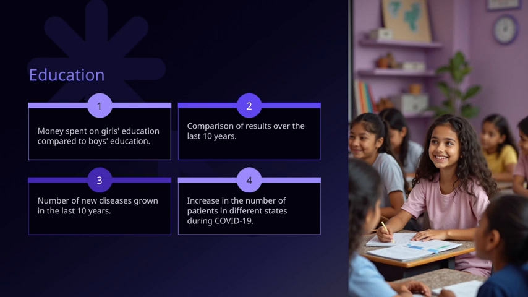Finally, during the COVID-19 pandemic, there was a notable rise in the number of patients across different states. This surge strained healthcare systems everywhere and underscored the importance of preparedness and resilient health infrastructure. All these points tie back to the overall theme of our presentation: the need for equitable investment and robust health systems to ensure a healthier, more educated future for everyone.